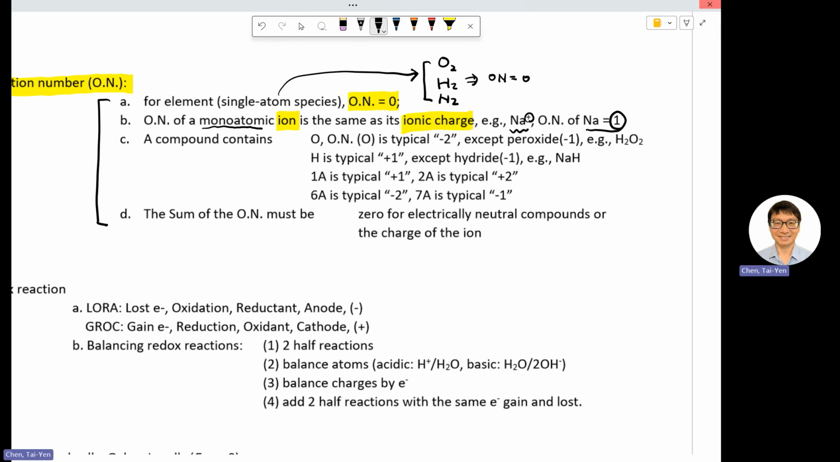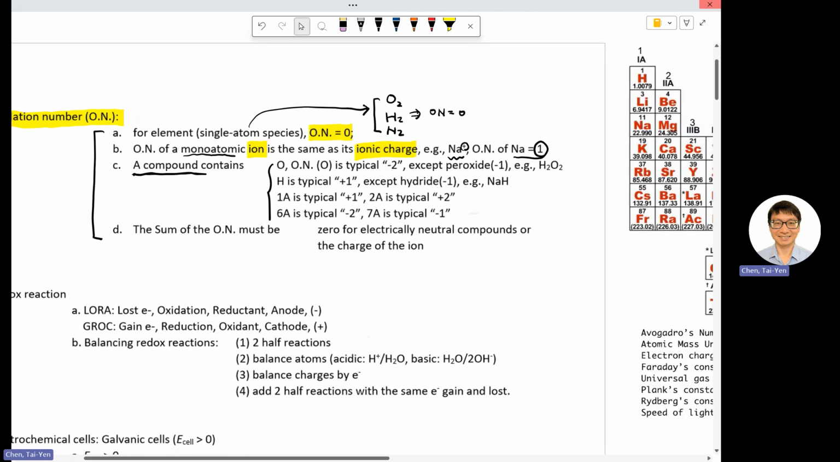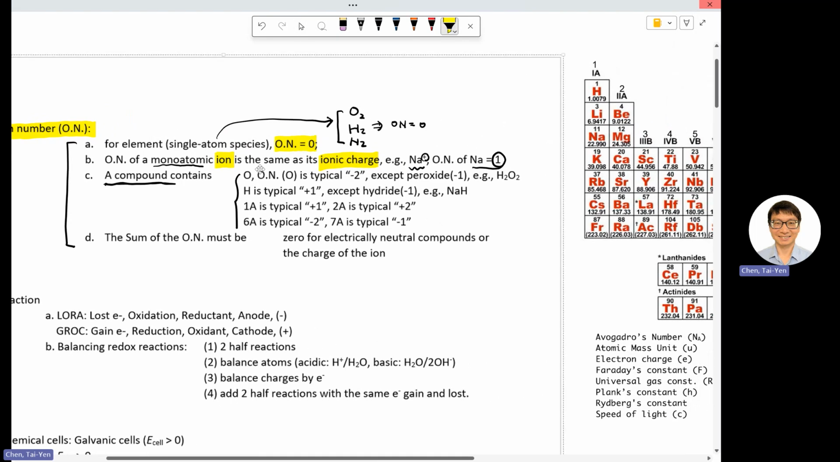Rule number 3, if you have a compound, meaning a chemical species that contains multiple atoms, then these are the rules that you need to get familiar with. The first thing is that if you see oxygen inside your compound, its oxidation number is typically -2. The only exception is if you have a peroxide. In this specific case, the oxidation number of your oxygen will be -1.